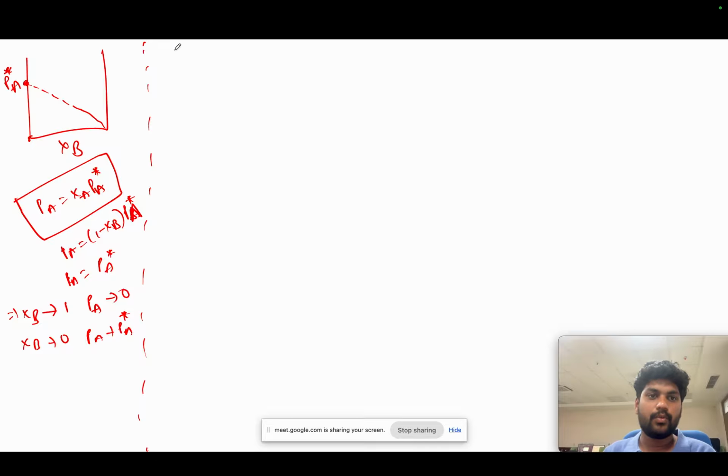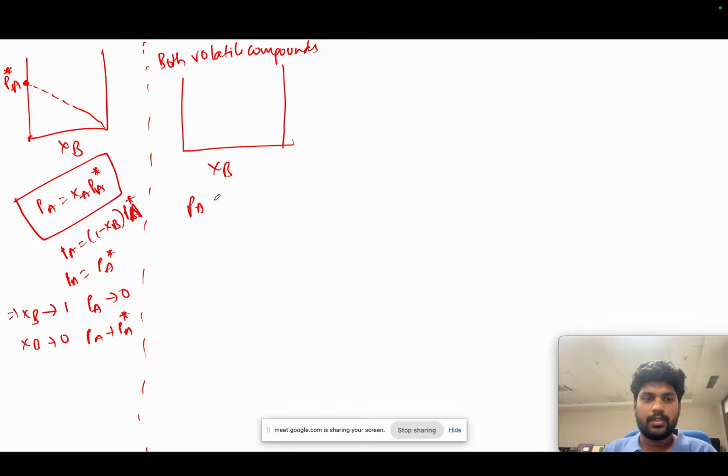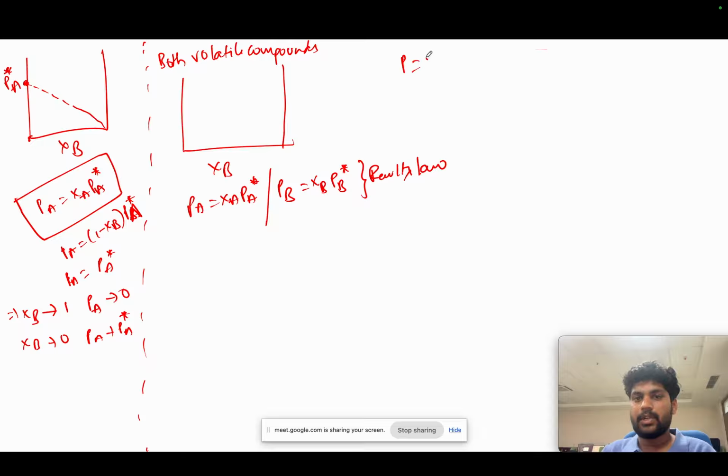No, sir. So now what we will do is, now we will take both as volatile compounds. So both volatile compounds. So what it says is, I am taking the xb. So we know that pa equal to xa into pa star, and pb equal to xb into pb star. From Raoult's law, Dalton's law is different. Dalton's law is nothing but pa equal to xa into total pressure, p total. Here it is pure species. Okay, the total is different from the pure.